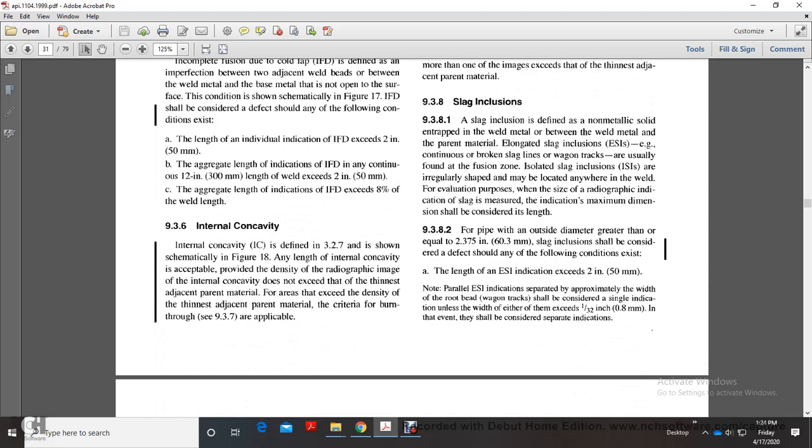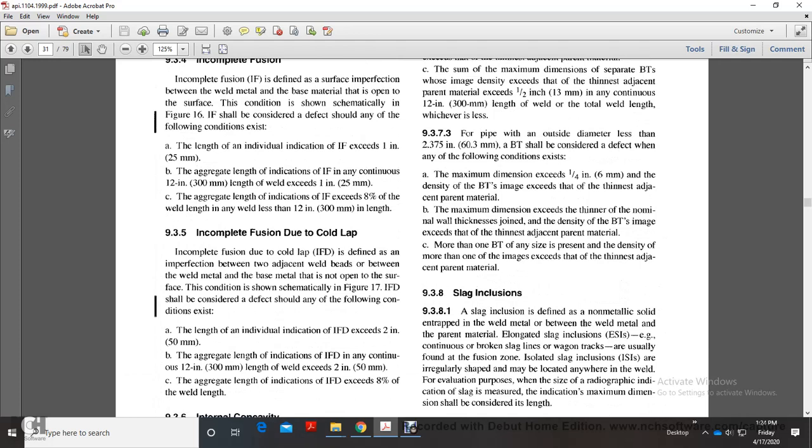Alright, 9.3.6 Internal concavity. Internal concavity, or IC, is defined in 3.2.7 and shown schematically in Figure 18. Any length of internal concavity is acceptable, provided the density of the radiographic image does not exceed that of the thinnest adjacent parent material. For areas that exceed the density of the thinnest adjacent parent material, the criteria for burn through in Section 9.3.7 are applicable.